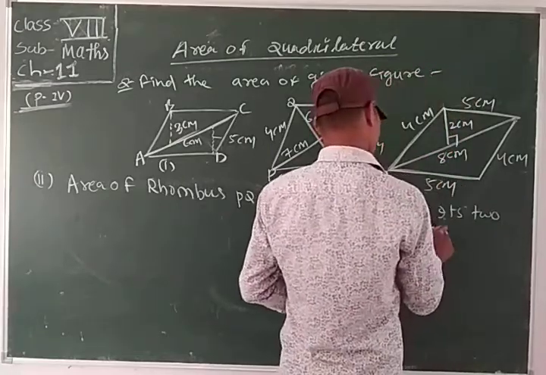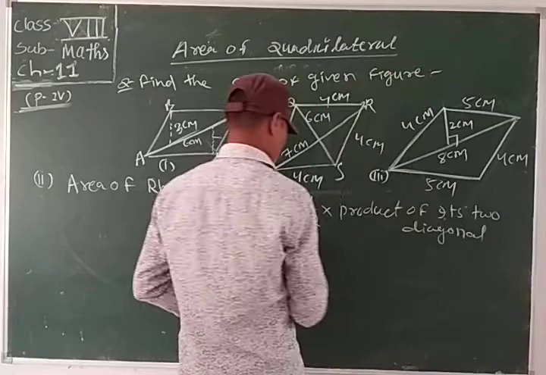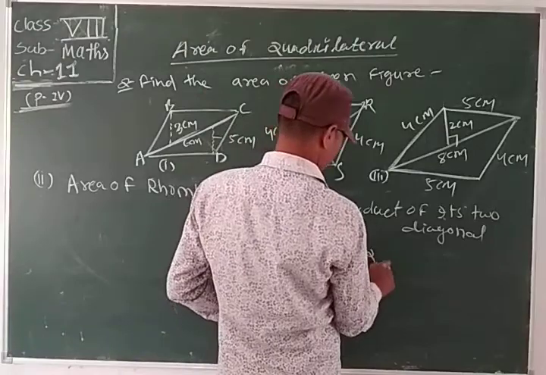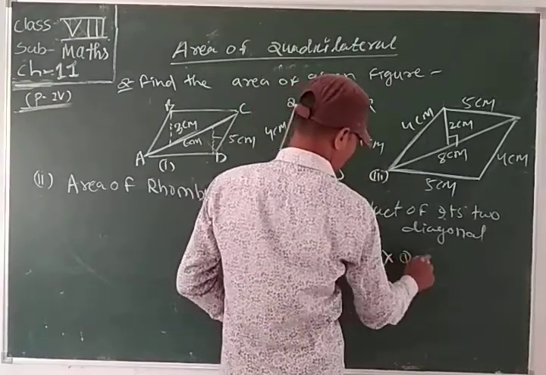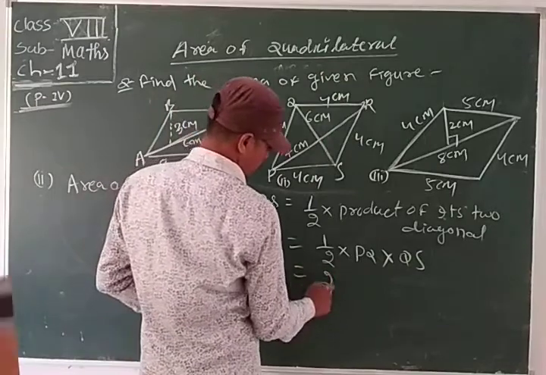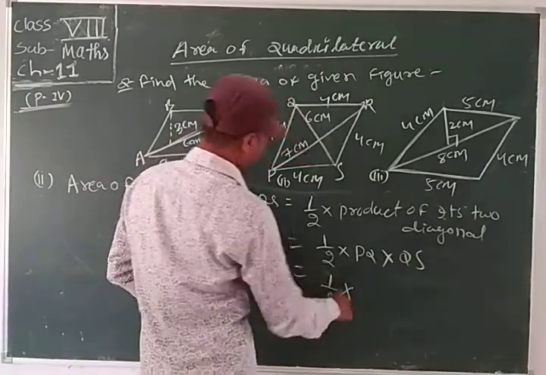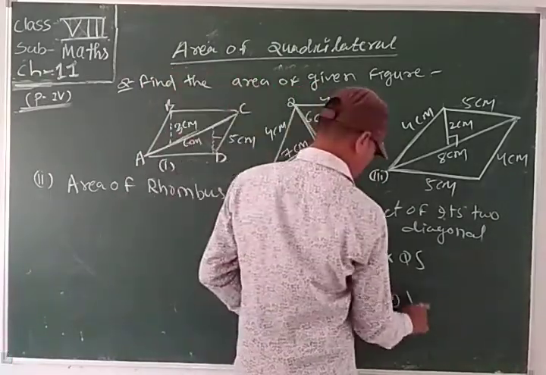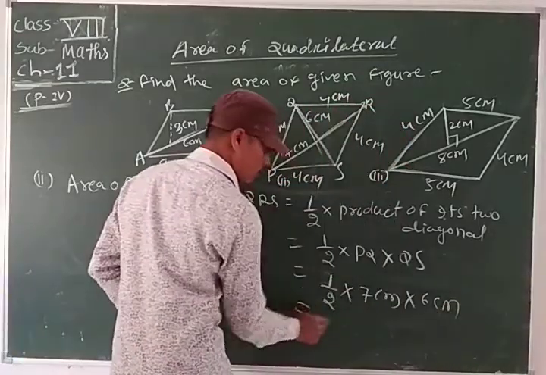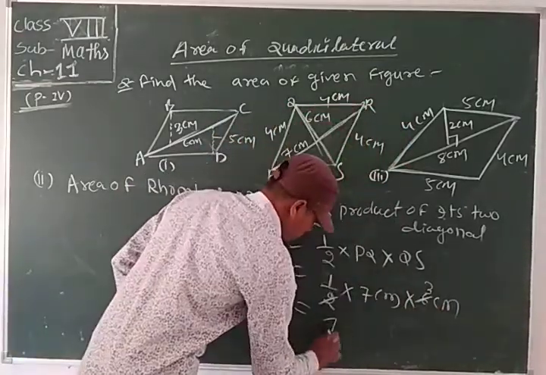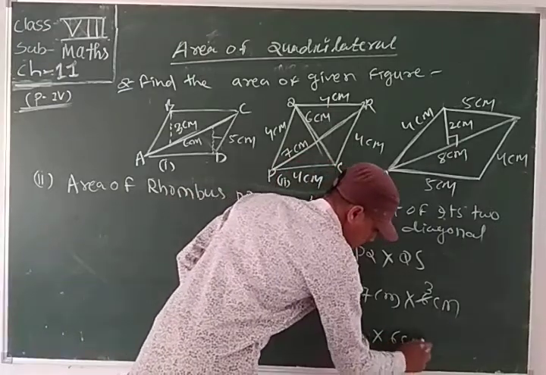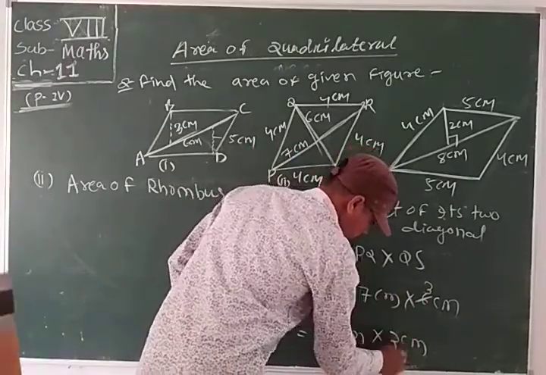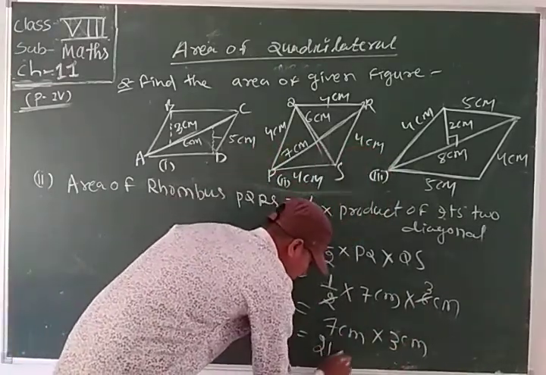Two diagonals, or 1 by 2 into PQ into QS. Now 1 by 2 into PQ, 7 centimeter, QS, 6 centimeter. Now 2 3s are 6, 7 centimeter into 6 centimeter, 3 into 7 is 21 centimeters square.